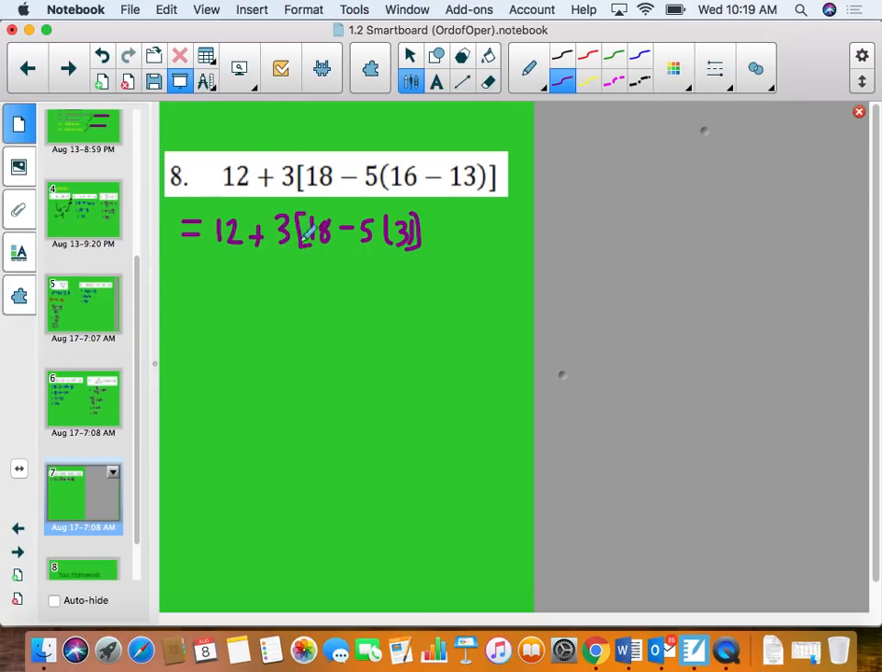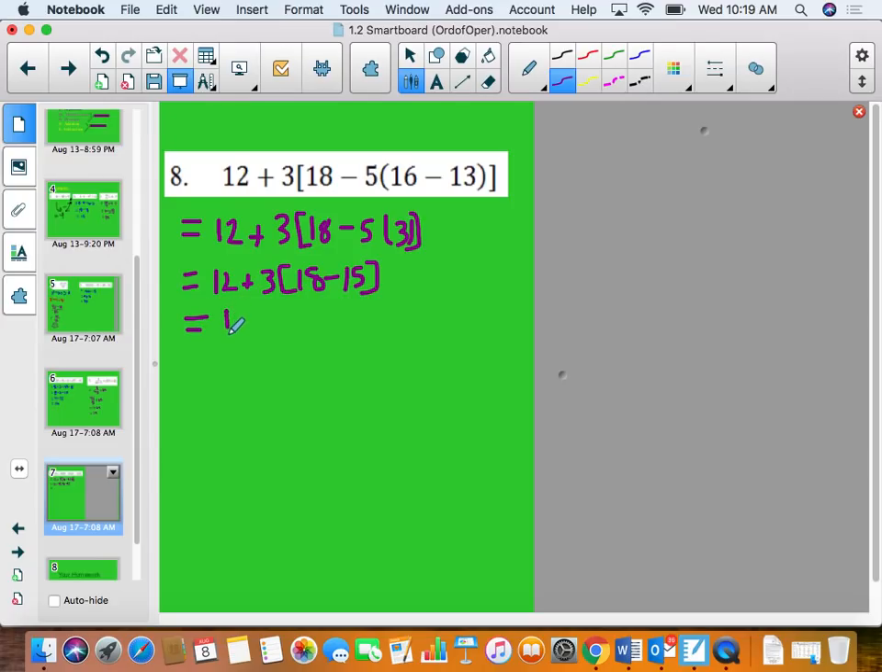So now we're going to look inside the parentheses still, and I see that I have subtraction or multiplication. According to our order of operations list, multiplication comes first. So I'm going to evaluate next 5 times 3, which gives us 15. So my problem now is going to look like 12 plus 3, and then we still have our bracket here, and then I have 18 minus 15. So then I only have one step remaining inside of the parenthesis, which is this subtraction here. And 18 minus 15 is going to give us 3.